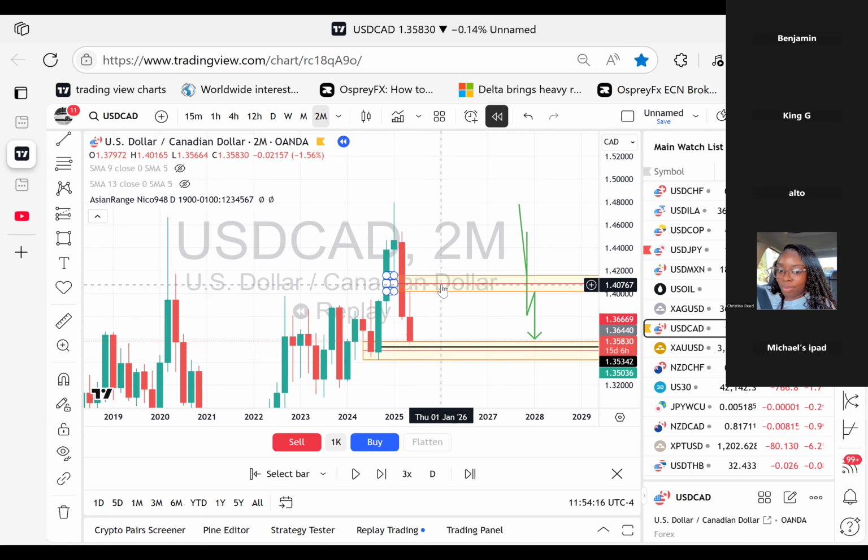So an imbalance, is that somewhat similar to a fair value gap? It's the exact same thing. Imbalance, fair value gap, gap in price, all of that. And you'll trade it the exact same way.